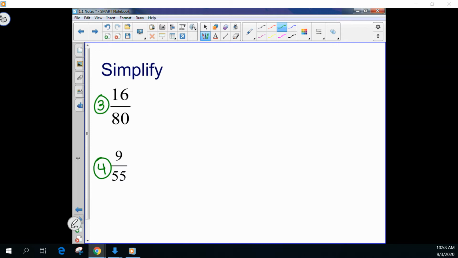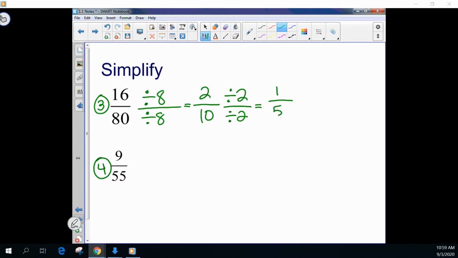So 16 over 80. A common number that stands out that they both have in common would be 8. So if I start dividing by 8, 16 divided by 8 is 2, over 80 divided by 8 would be 10. Now if you notice 2 over 10, we aren't done simplifying that yet. They have something else in common, which is 2. So now I need to divide by 2. 2 divided by 2 would be 1, and 10 divided by 2 would be 5. So my final answer would be 1/5.